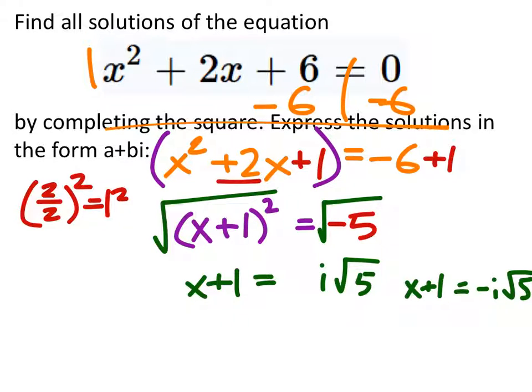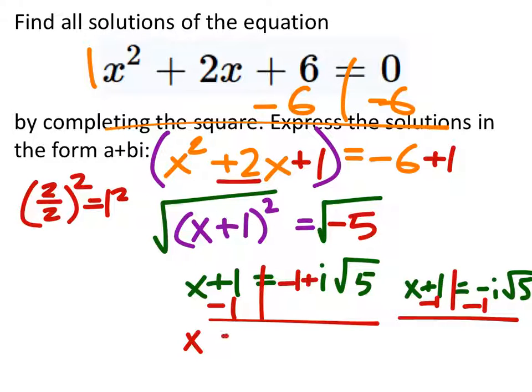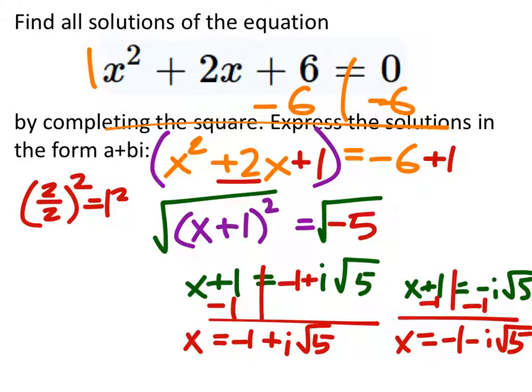Well, this one, again, still not too bad. We'll just subtract 1 from both sides of both equations. And I got x equals negative 1 plus i root 5. But x also equals negative 1 minus i root 5, just the conjugates, right? And that's our answers.